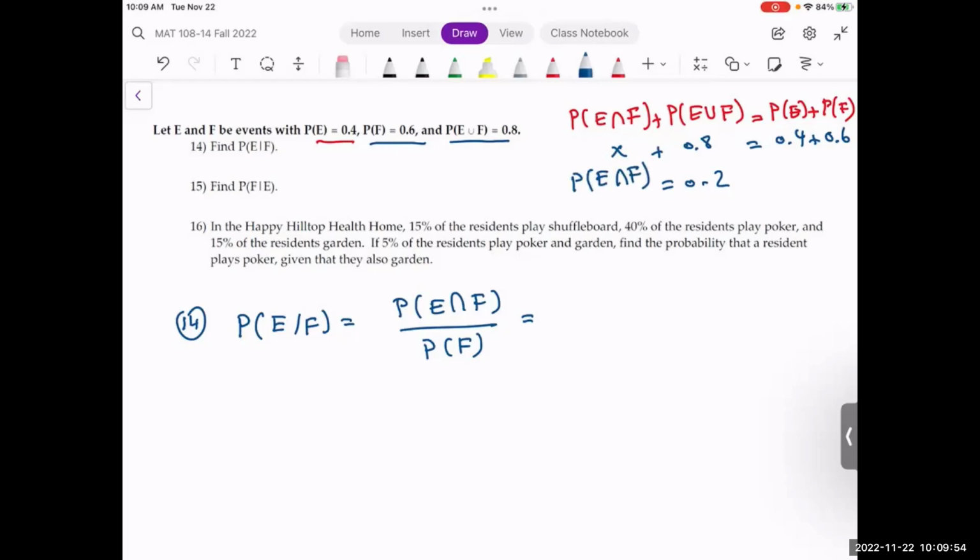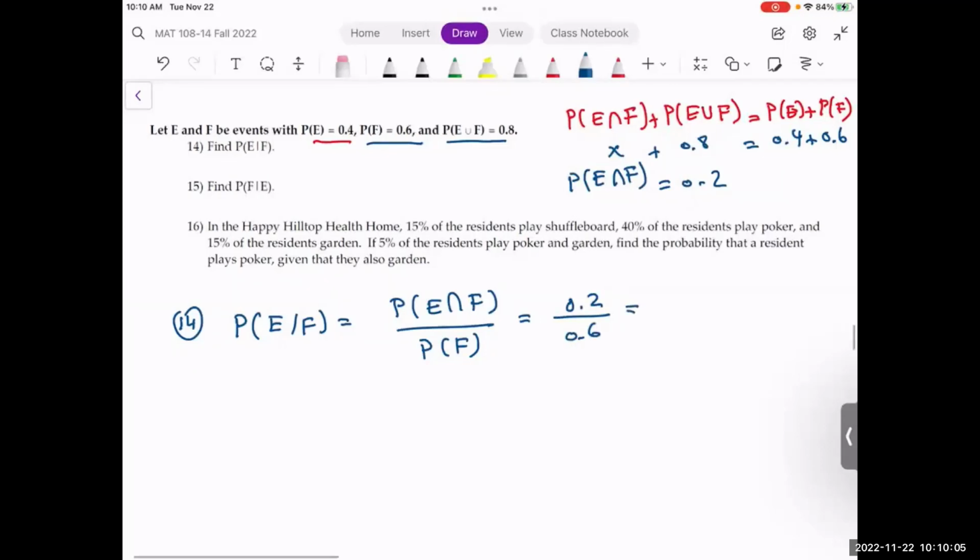So you understand how we get it, right? So then I'm going to go back. Right now I have E and F is 0.2. Probability of F is 0.6. 0.2 divided by 0.6, you plug it into the calculator and this is going to give you 1/3, right? If you want it in percentage, it's going to be 33.33%, or you can write it 0.33. Any question, guys, about this?